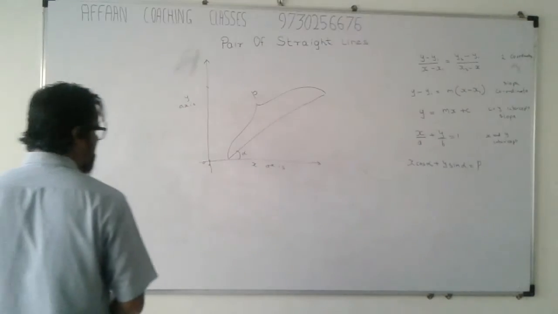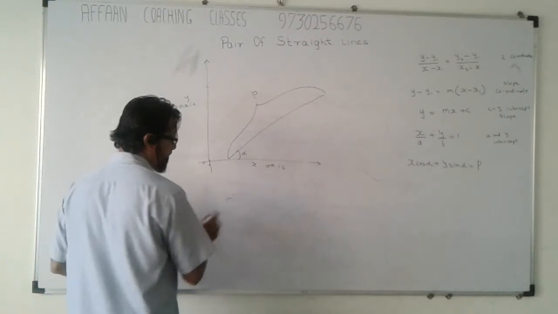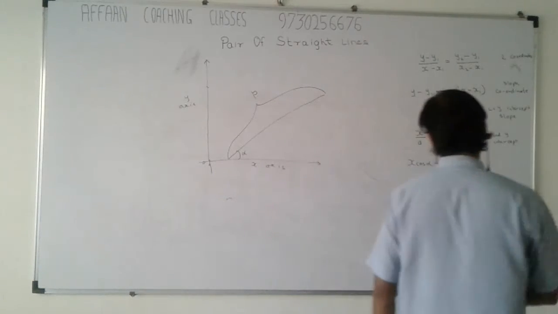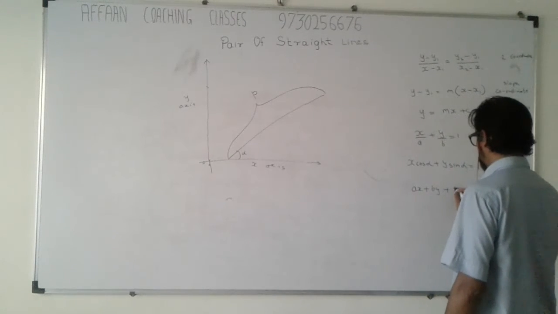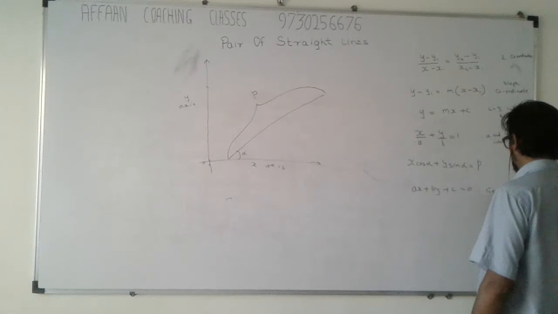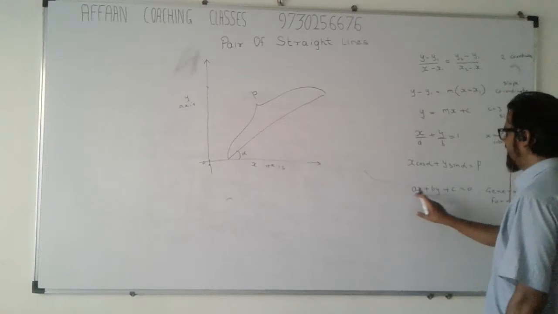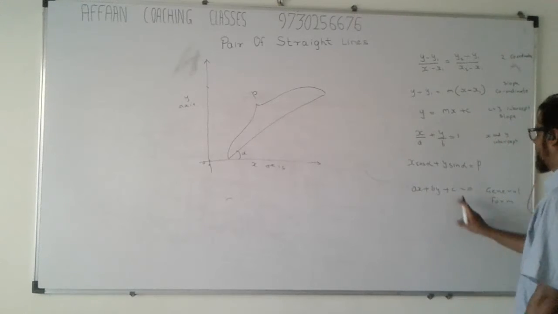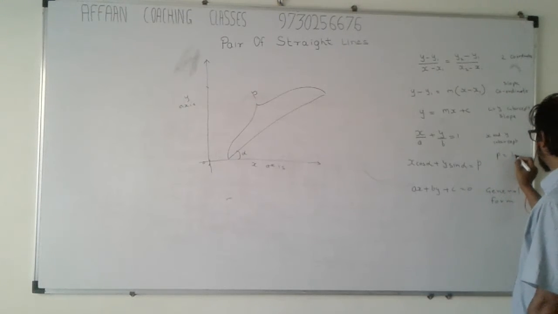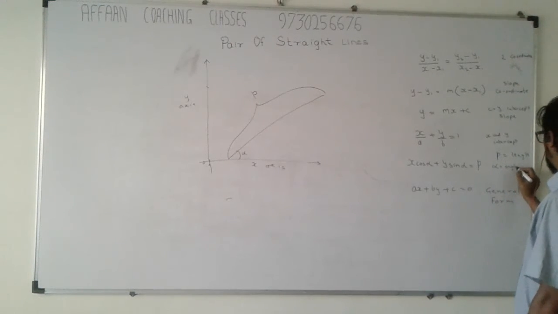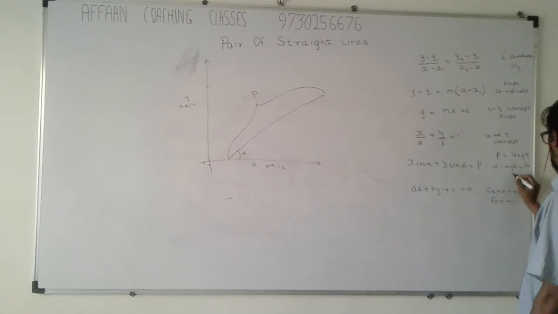X cos alpha plus y sin alpha is equal to P. Or general form equation है ax plus by plus c is equal to 0. This is the general form where a, b, c are some numbers. This is the length, right? And alpha is the angle with normal. Normal से जो angle बना रहा है, that is alpha.